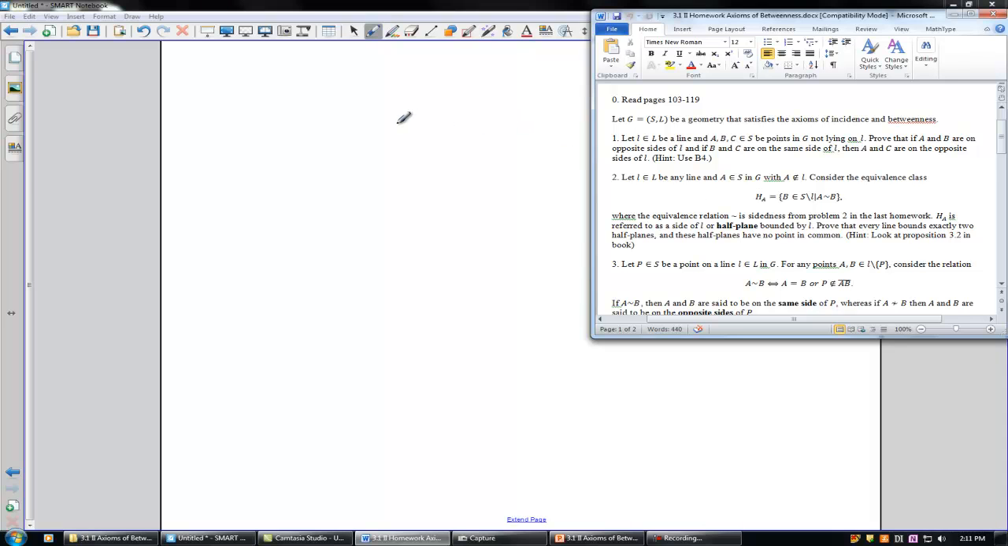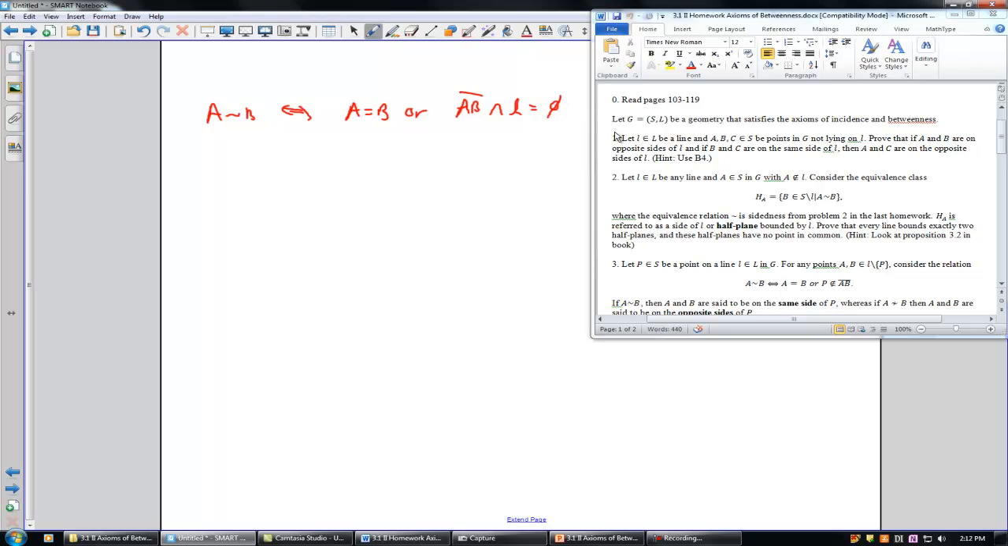Remember, we say in this case that A is equivalent to B if and only if A is equal to B, or the line segment AB intersect this line L is equal to the empty set. So this is already given to you. The line is always given to you, and you can draw a picture of it. So here's L. What does it mean for A to be on the same side of B, or related to B? It means you have A over here, here's B. When you connect the dots, the line segment doesn't go through the line L. Then we say that they are on the same side.